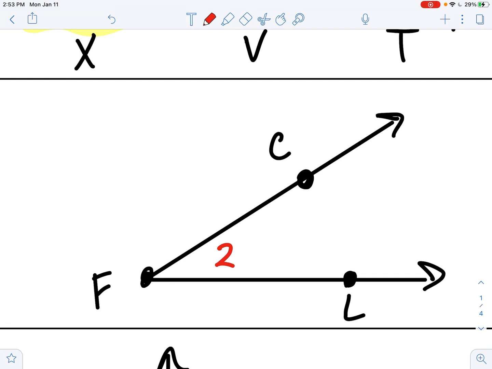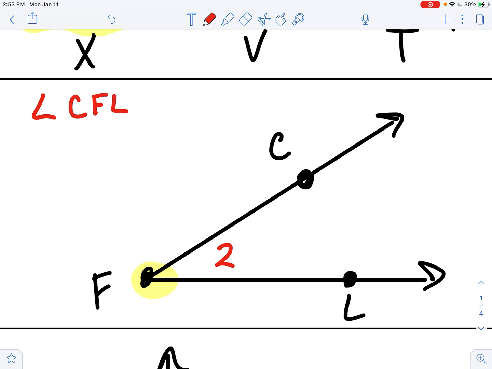Okay, so the two sides of this angle are FC, that ray right there, and FL. Those are my two sides of the angle, the two rays that make up that angle. My vertex, the most important point on this angle, is F. Vertex at F. So if I'm going to name this, F had better be that middle letter.